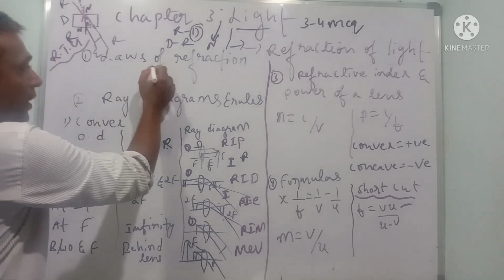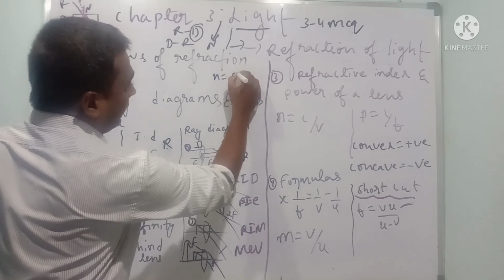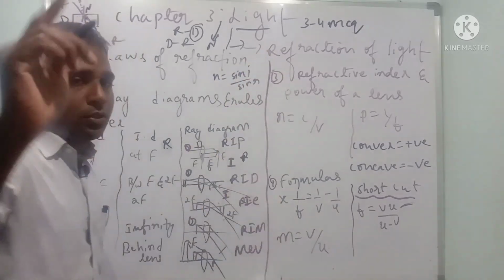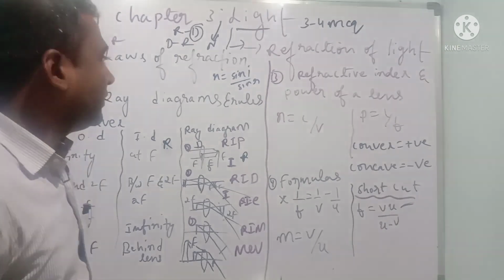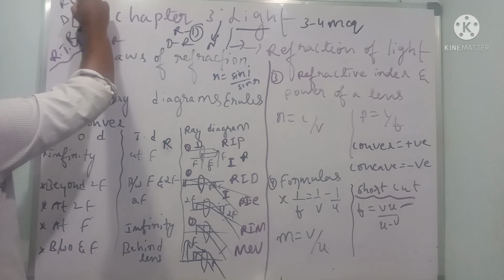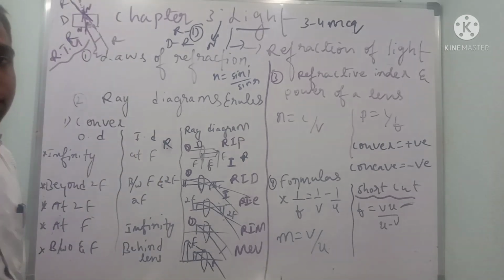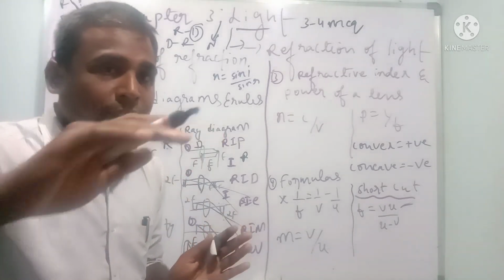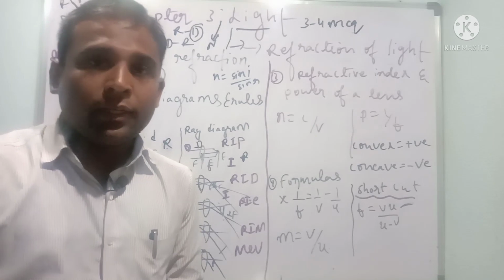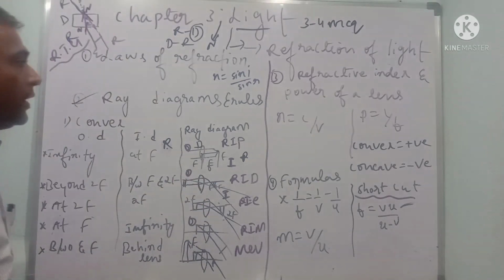Next, I told you the first law: the ratio of the sine of the angle of incidence to the sine of the angle of refraction is constant for a given pair of media. Second law, very simple: the incident ray, normal ray and refracted ray all lie on the same plane. Over.